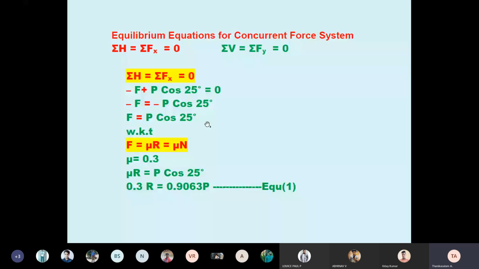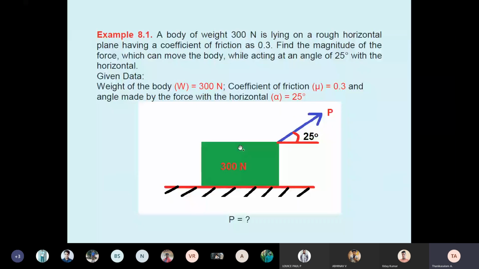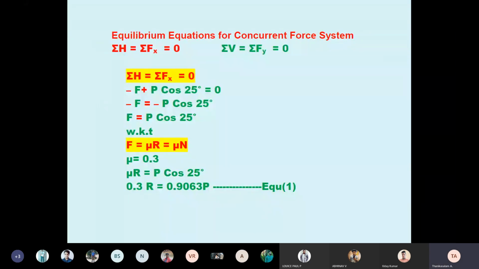See here, F means friction, no? I told you whenever they say friction, you have the first formula F equal to mu R or mu N. We know that friction F equal to mu into R. What is mu given in the question? 0.3. Mu equal to 0.3. So I apply here. We know F equal to P cos 25, and F equal to mu into R. Mu into R equal to P cos 25. So mu value 0.3. Therefore, R equal to 0.9063 P. So we do not know P and R. So I am taking this as equation 1, just to keep it as usual.